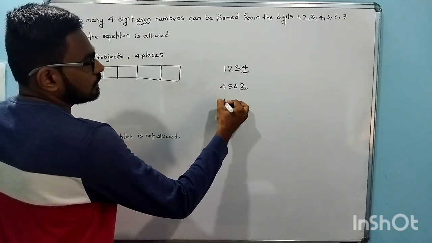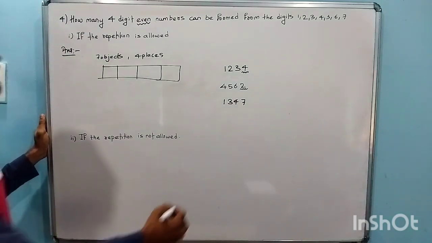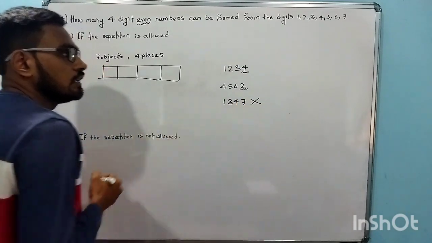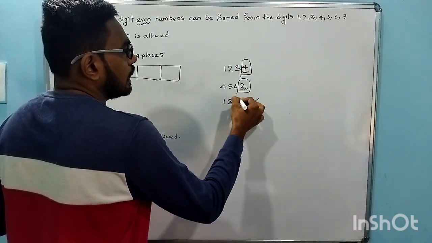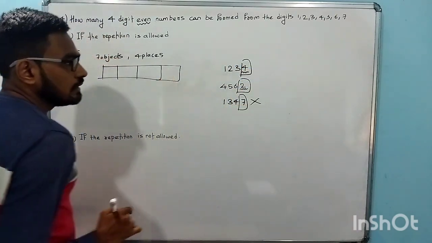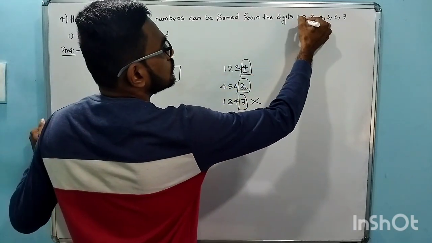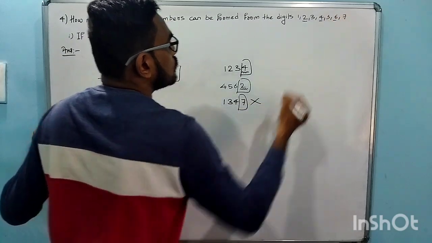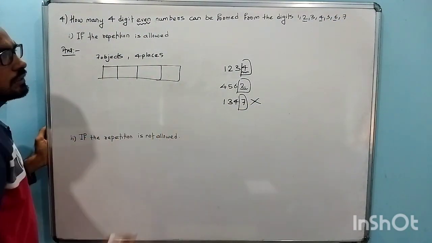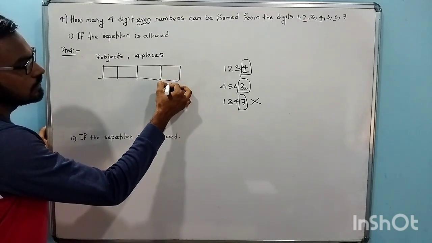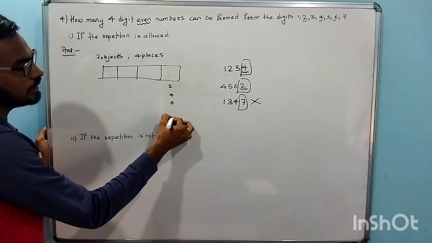Similarly, now tell me what about this 1, 3, 4, 7. This is not an even number. Okay, so the number at the last place should be even. It should be out of these 3: 2, 4 and 6. So for the last place we have only 3 choices, 2, 4 and 6. Okay, so I will put that here. So for the last place I can either put 2, 4 or 6. So there are only 3 choices.